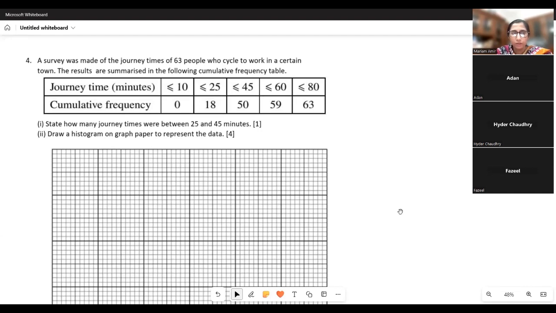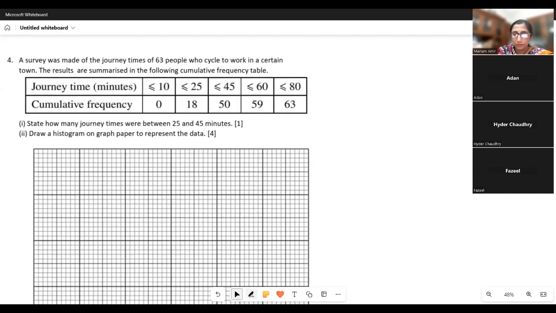Okay. Question 4. A survey was made of the journey times of 63 people who cycle to work in a certain town. The results are summarized in the following cumulative frequency table. Show how many journey times were between 25 to 45 minutes. So how will this come? 32. Yes, 32. Less than 45, there are 50 journeys, less than 25, there are 18 journeys, so then we just have to subtract.